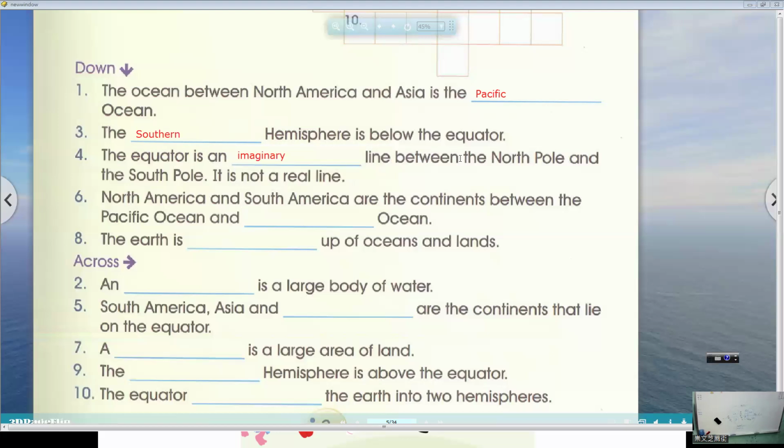The equator is an imaginary line between the North Pole and the South Pole. It is not a real line. Okay, number 6. So the others, that would be your homework also, because we don't have much time anymore. So please add that to your homework. We will check it on Friday. We have class on Friday, right? Yeah, I think it's Friday. Okay?